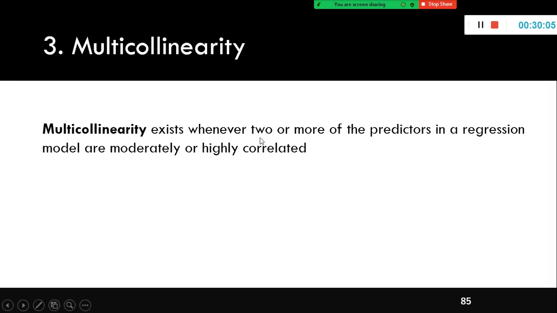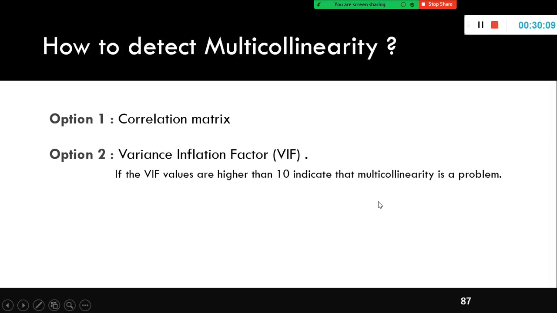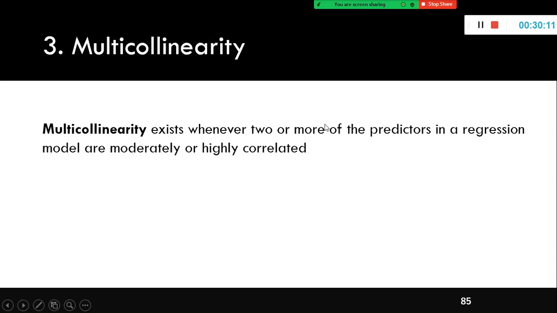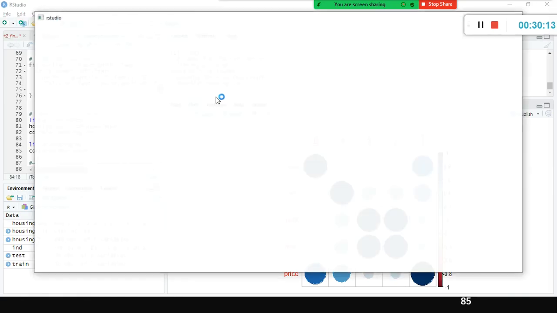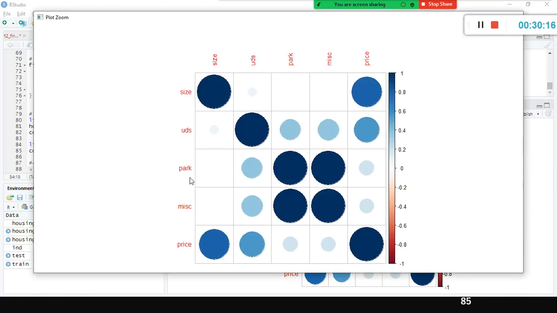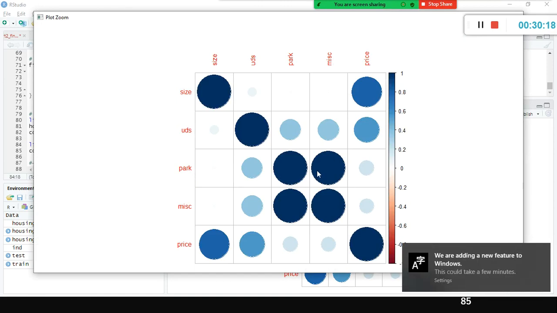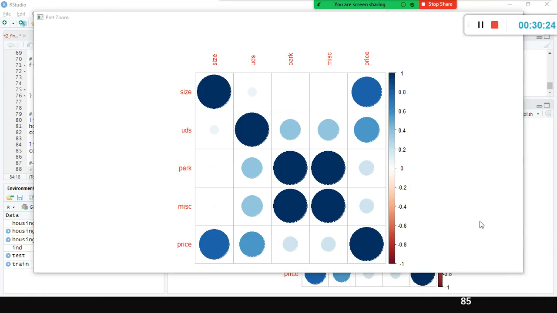Of the two variables, you need to check which one is highly correlated with the target variable. There are two things to note here. Park and MISC, these two independent variables, are correlated. They are not supposed to be correlated as per the linear regression assumption. It is violating the linear regression assumption. So I am going to remove Park and keep only MISC in addition to the size plus UDS features.